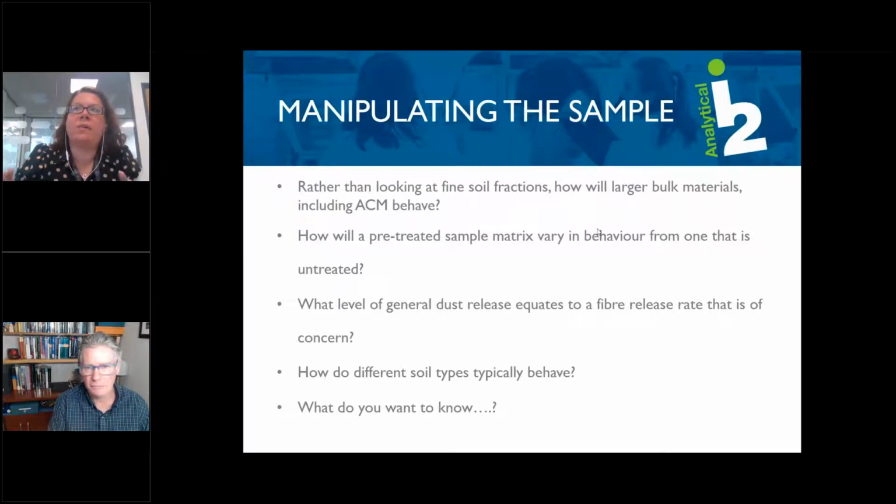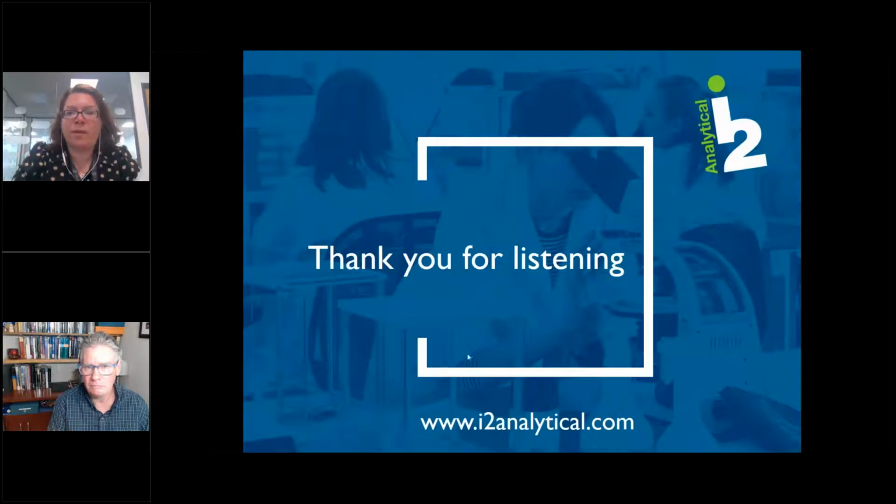But ultimately, with this technique, it's about what you want to know as a contaminated land industry, what data is useful to you. And we think that this method is quite a useful thing in terms of looking at that and adding extra value onto just a numerical value. And that brings me to the end. Thank you very much.